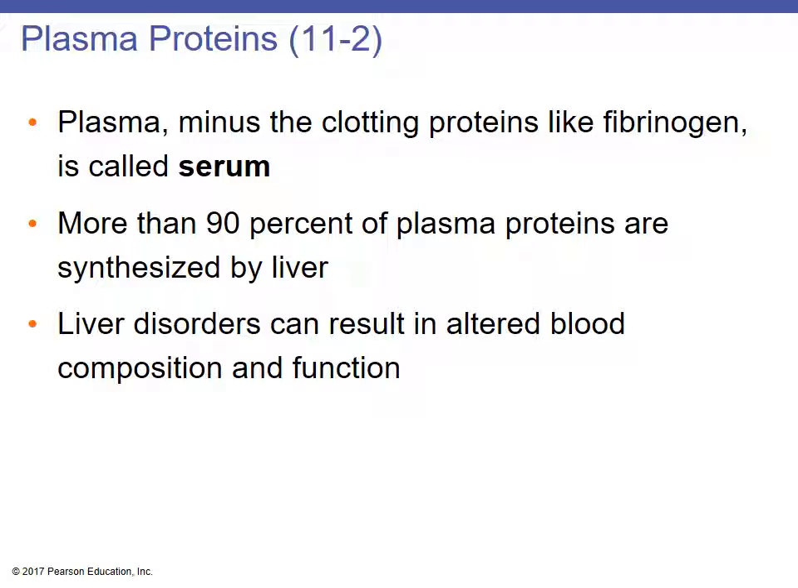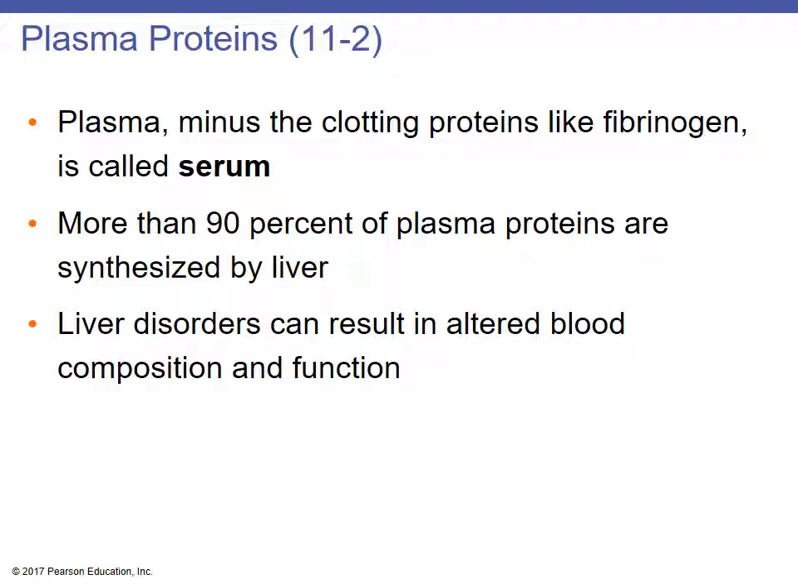However, if you take a sample of whole blood and you leave in these clotting components, what happens is the blood starts to clot in the tube, so it has to be removed. So blood plasma that has the clotting proteins taken out, like fibrinogen and a few others, is referred to as serum, and it remains liquid. It doesn't turn into kind of a jelly-like solid.